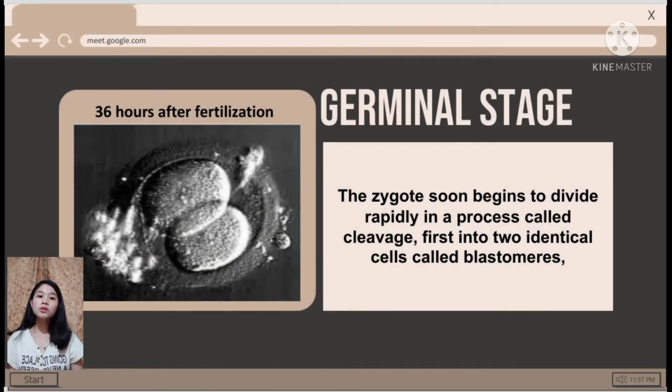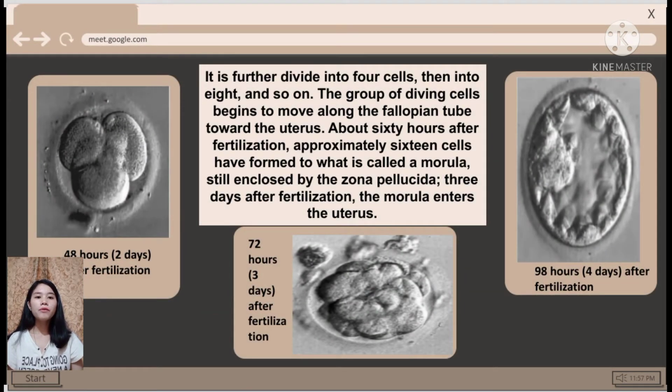The zygote begins to divide rapidly in a process called cleavage, first into two identical cells called blastomeres, which further divide to 4 cells, then 8, and so on. The group of dividing cells begins to move along the fallopian tube towards the uterus. About 60 hours after fertilization, approximately 16 cells have formed what is called a morula. Still enclosed by the zona pellucida, 3 days after fertilization, the morula enters the uterus.